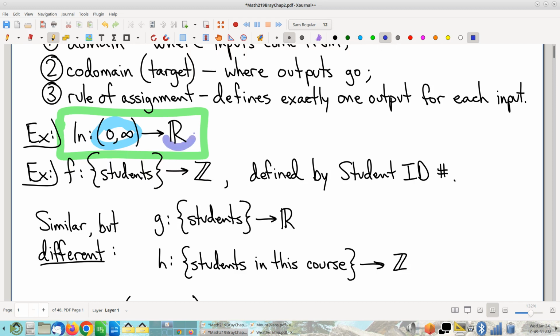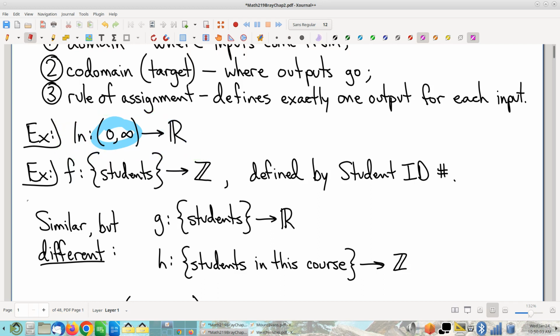Here's the target. Namely, when I take a natural log of a number from this domain, what comes out will always be a real number. Again, we're not doing any complex analysis in this class, so log of positive number, always a real number. And then there's the rule of assignment, and that is the formula, and, well, how do you define natural log? Well, pick your favorite textbook, and there are different definitions that are all equivalent, and I don't want to review single variable calculus.